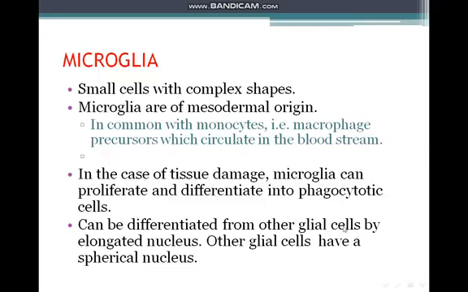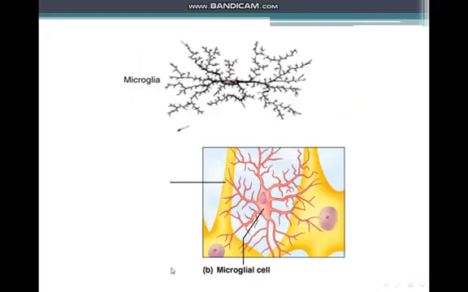They differ from other glial cells by their elongated nucleus, while other glial cells have a spherical rounded nucleus. Here we have a figure of microglia. We have an elliptical elongated nucleus and profuse cytoplasmic processes that are found close to the neurons.